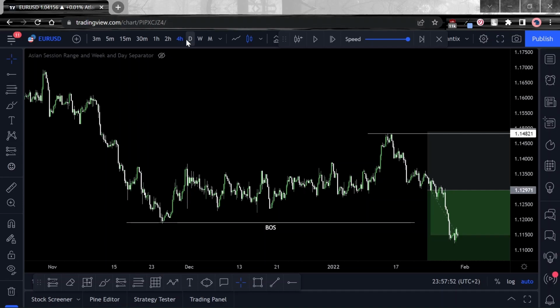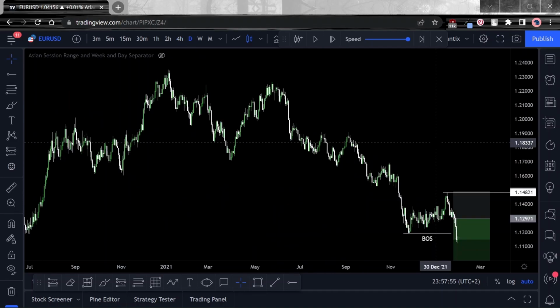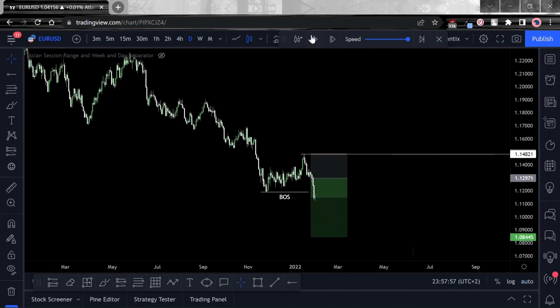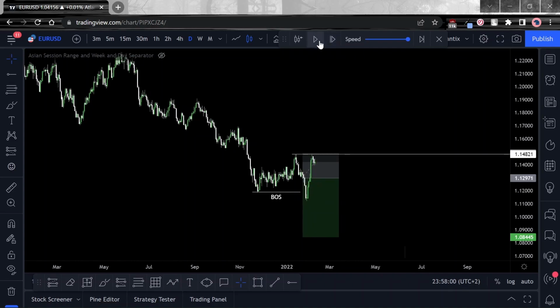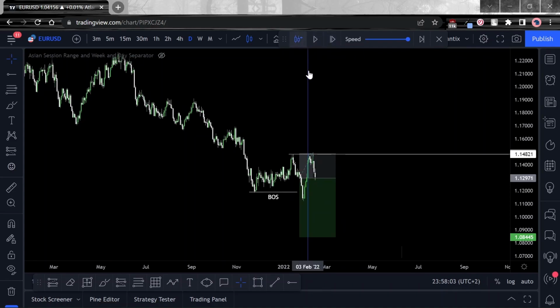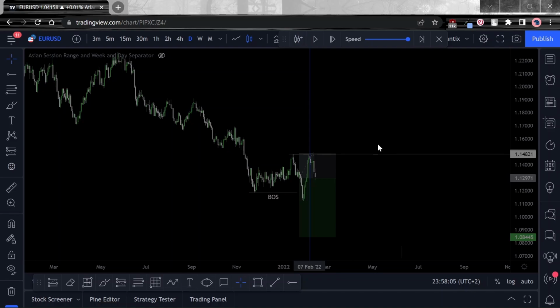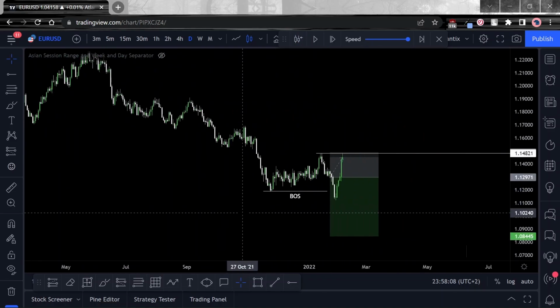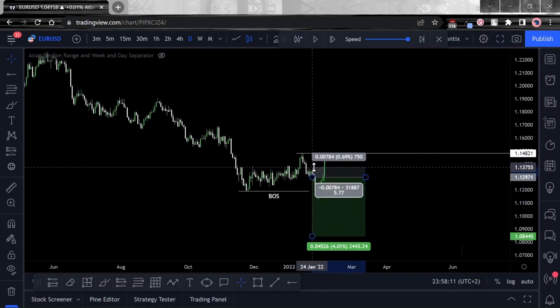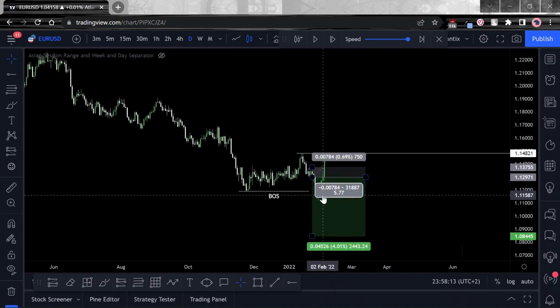Now let's watch what price is going to do. Let's go back to our daily so that this thing moves a little quicker. Right, so let's just play. Well, now look at that. Let me just take that back.